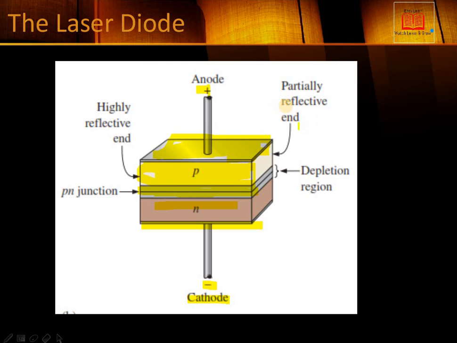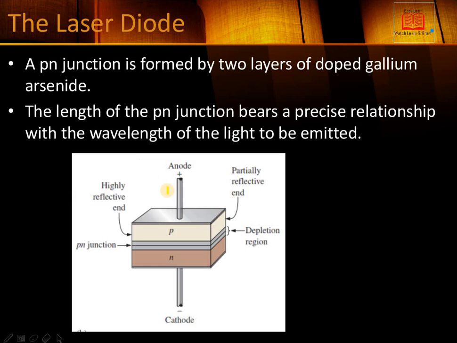Okay, second, the opposite end is always a partially reflective end, and this is the p-n junction. Okay, next slide. In this slide, a p-n junction is formed by two layers of doped semiconductor.